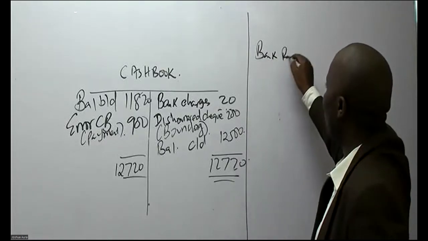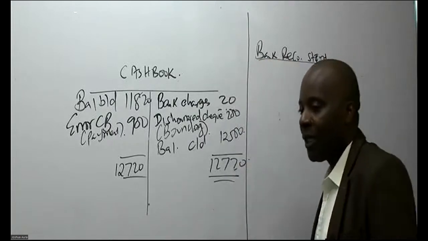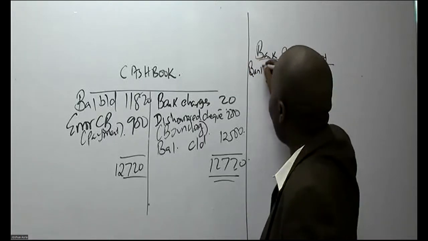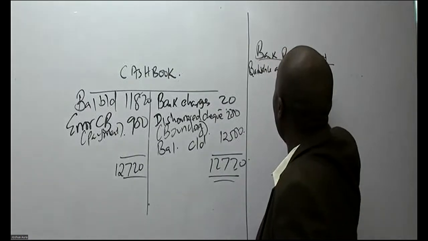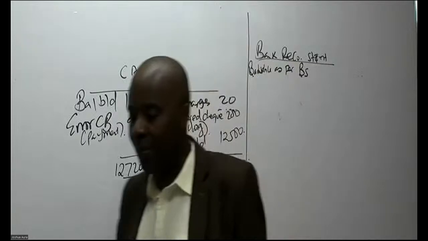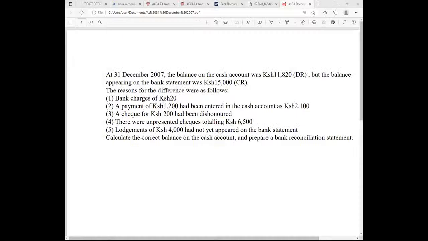A bank reconciliation statement. This bank reconciliation always starts with the balance as per bank statement. What do we have here as the balance as per bank statement? We were given a figure of 15,000. The balance appearing on the bank statement was 15,000.